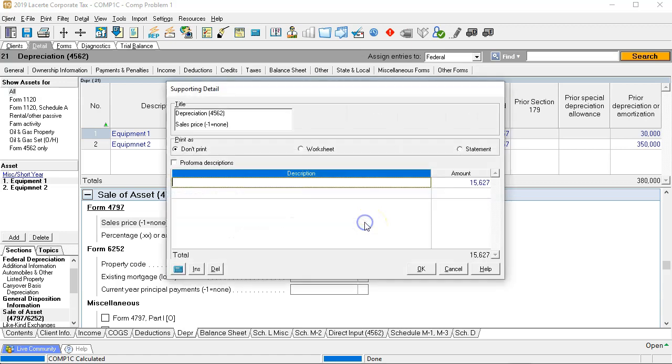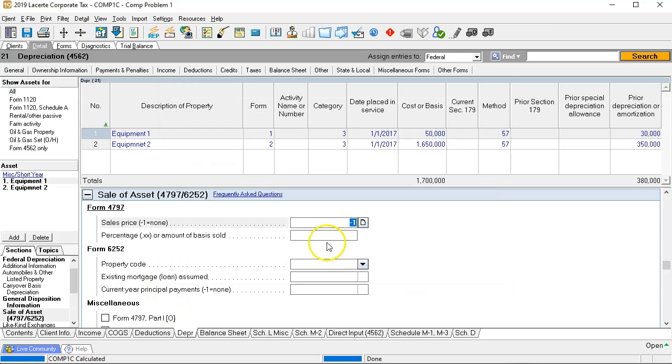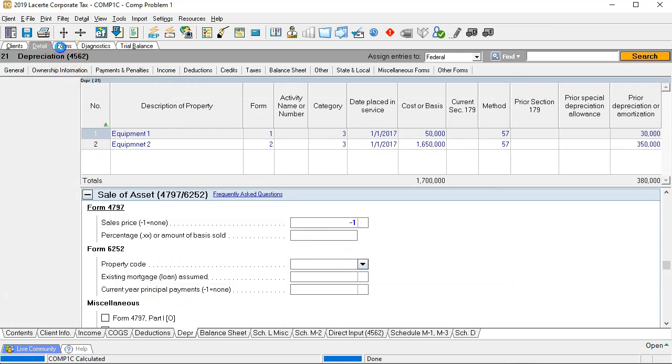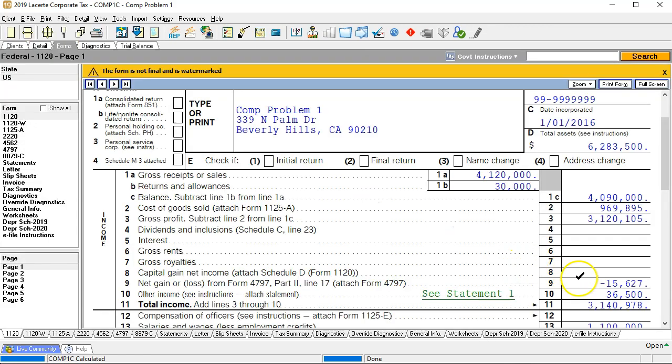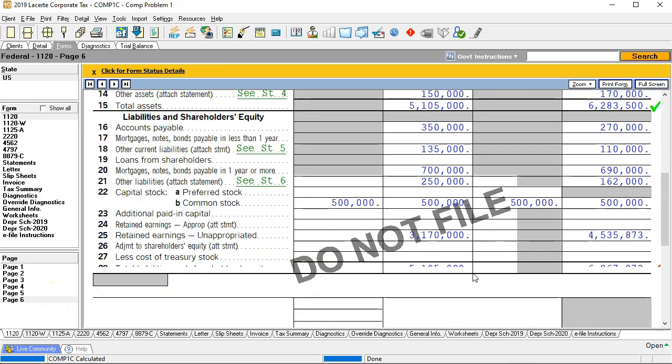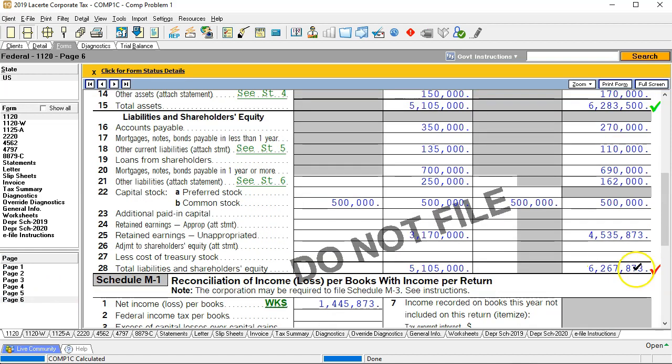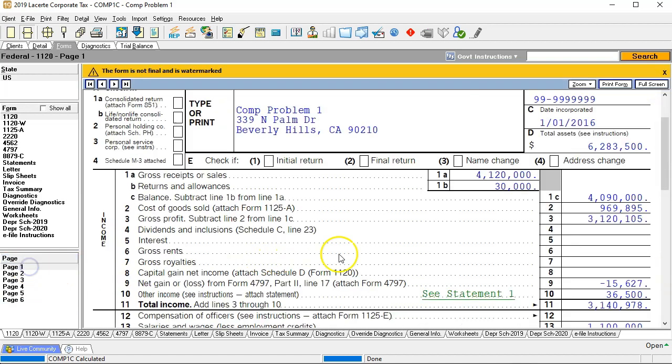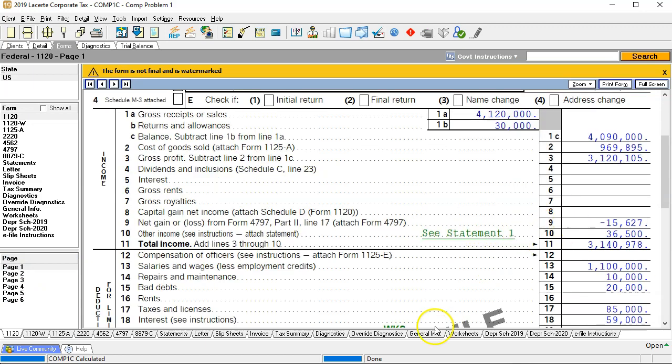In other words, if I remove this, and you might want to write it down before you remove it, I'm just going to remove it and put -1, which means 0 for the software. So -1 or 0 price. Then I go back up top. You'll note that it then records this loss of 15,627 on page 1 of the 1120, and then we're out of balance down here. So what we're going to do then is now put the proper sales price in.